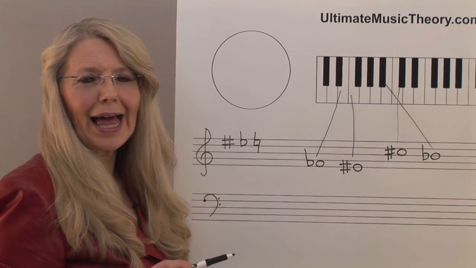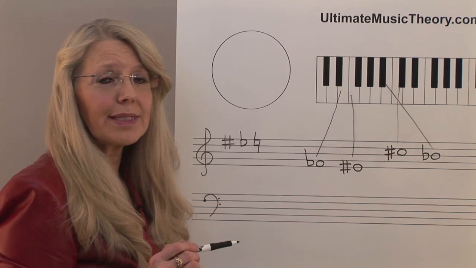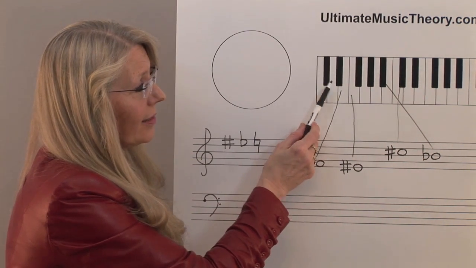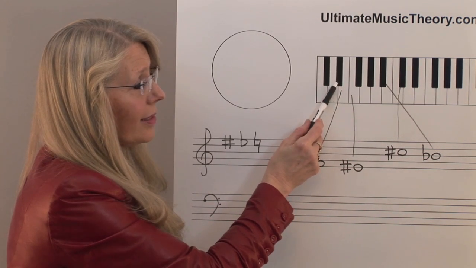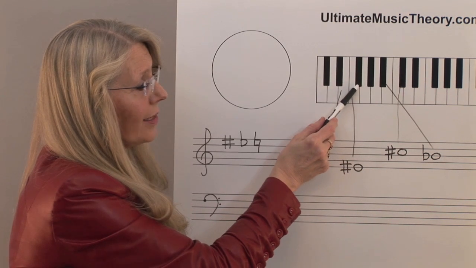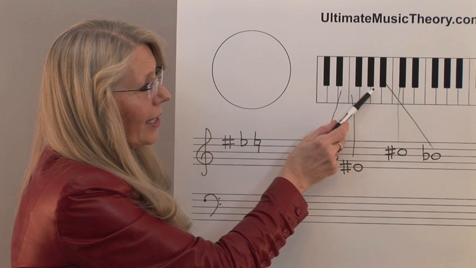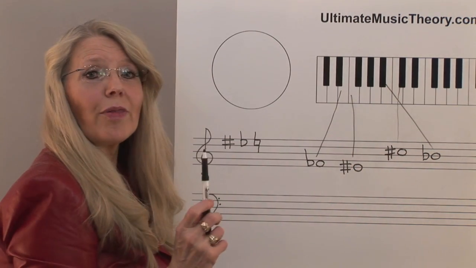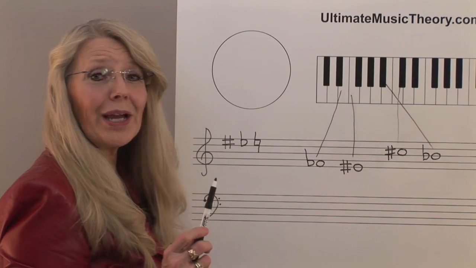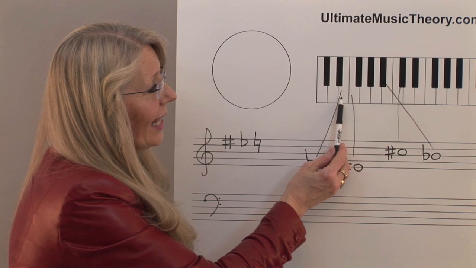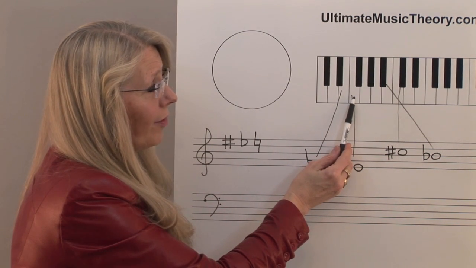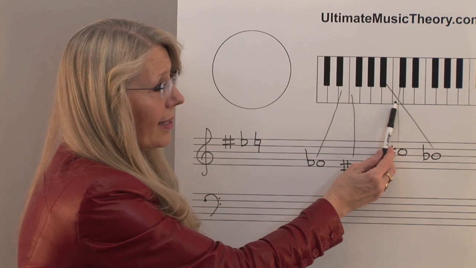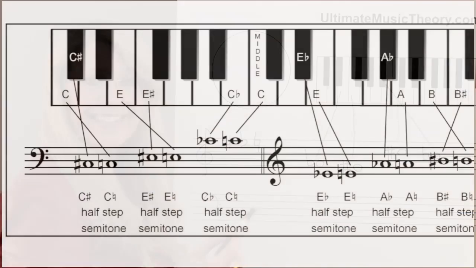Now the cool thing about the black keys is that each black key has two names. It's both a sharp and a flat. C sharp is also D flat, D sharp is also E flat, F sharp is also G flat, G sharp is also A flat, and A sharp is also B flat. There are also a few white keys that have two names: E sharp is also F, and F flat is also E. B sharp is also C, and C flat is also B.